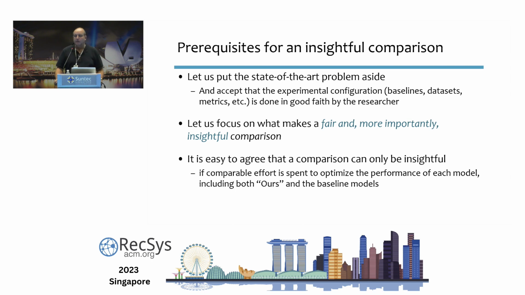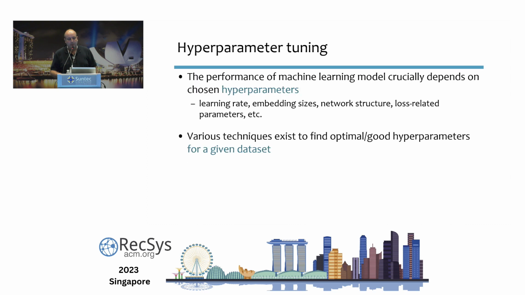Let's assume there is this agreed upon state of the art, and researchers really try in good faith to come up with some configuration to show that they advance the field. The question is, what's a fair and, importantly, an insightful comparison? I think we all can agree that if we compare models, we can only conclude anything from this if we optimize each of the models as well as possible on all data sets and all metrics. So to be fair, we tune all the models thoroughly. That is the only way we can have any insight. Otherwise, we would compare optimized models versus non-optimized ones.